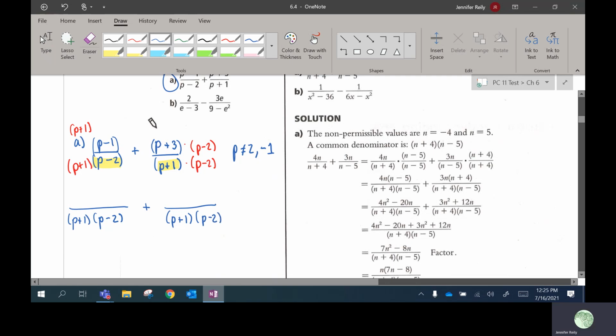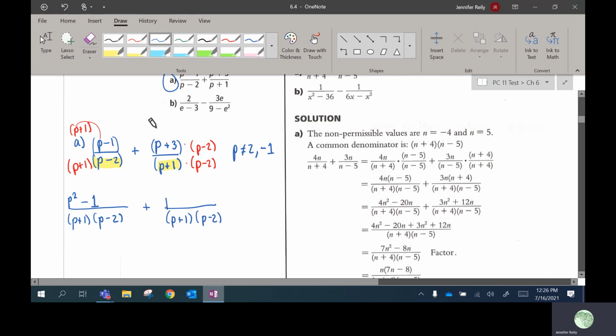The numerators, we're going to expand them out so that we can collect like terms when we add. So we do have to FOIL. So p times p would have p squared. The middle two terms would cancel out here. We've got a difference of squares. So we'd have p squared minus 1.